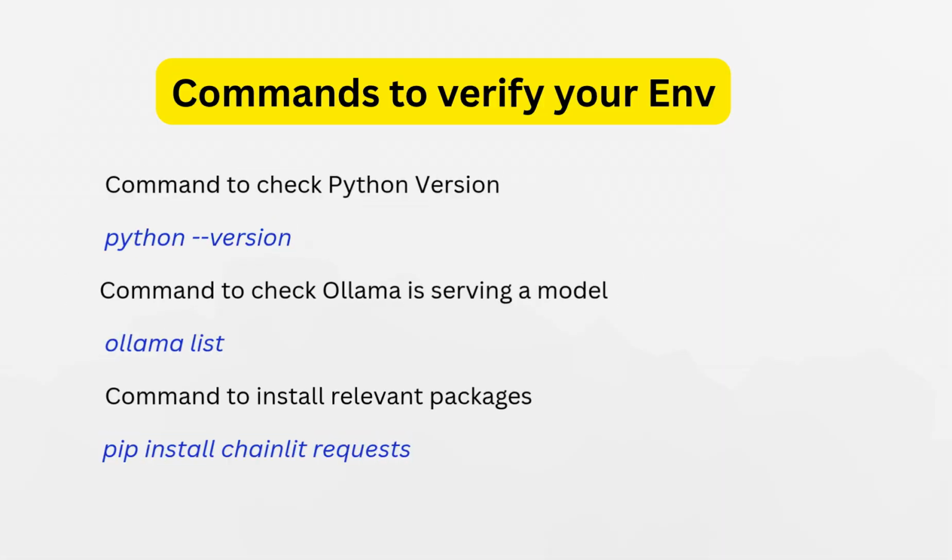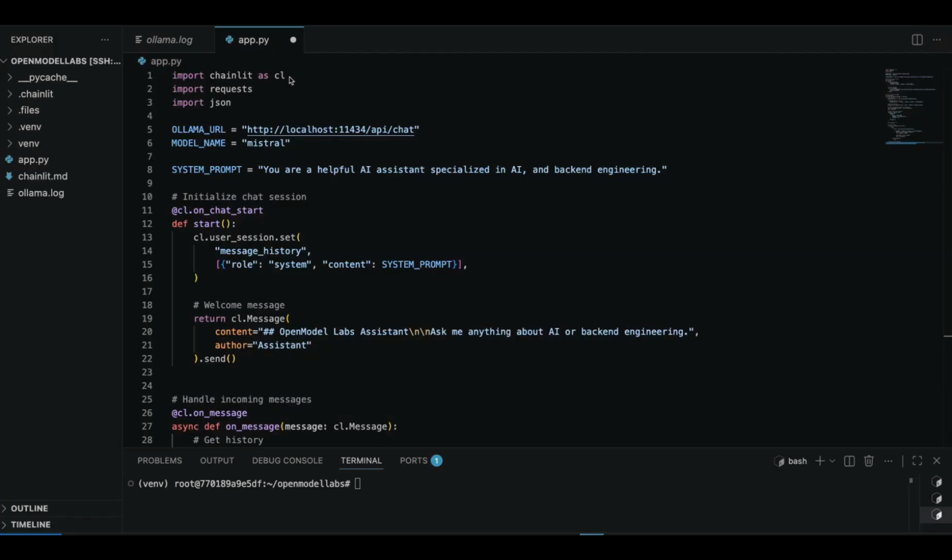Now, first, we import Chainlit as CL. Chainlit is the framework that provides the chat interface and handles the conversation flow. We alias it as CL for cleaner code. Next, we import requests. This library is essential for making HTTP API calls to our Ollama server. It's one of the most popular Python libraries for working with APIs. Then we import JSON. We'll use this to parse the JSON responses we receive from the Ollama API. It converts the response data into Python objects we can work with.